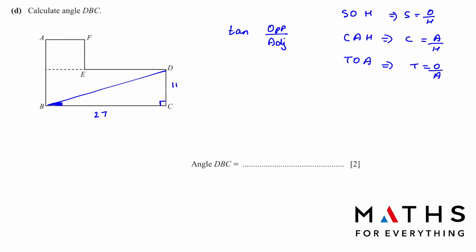So now we want to find tan B: 11 over 27. If you want to find the angle, you have to find the inverse of tan. And you will get the answer 22.16. Round it to one decimal, it will be 22.2 degrees. That's your answer.